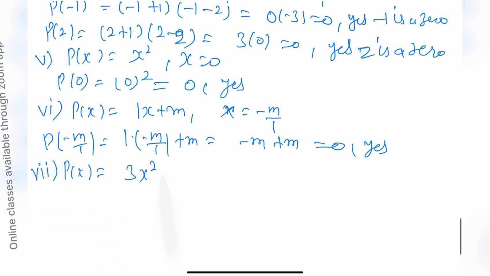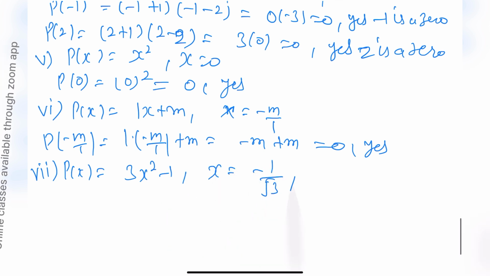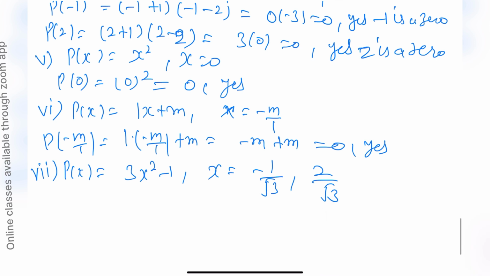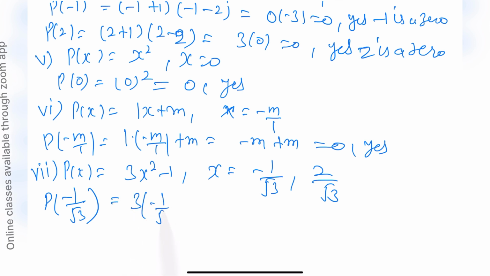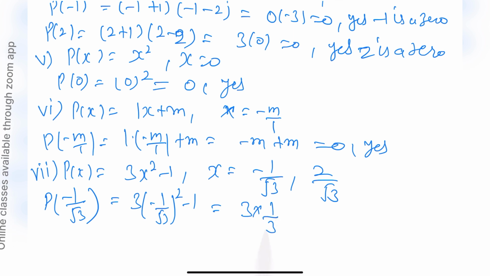Seventh part is P of x is equals to 3x square minus 1, x is equals to minus 1 by root 3 and 2 by root 3. Turn by turn we are going to put them in and find whether they are zero or not. So P of minus 1 by root 3 is equals to 3 into minus 1 by root 3 whole square minus 1.